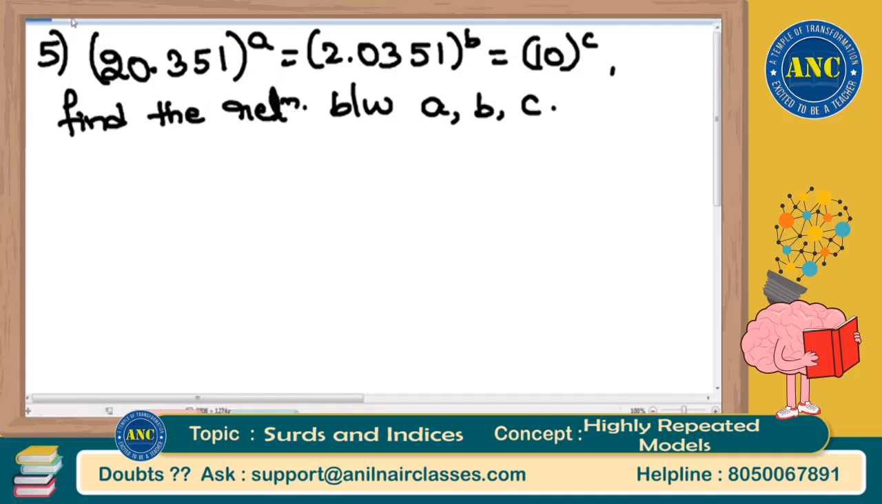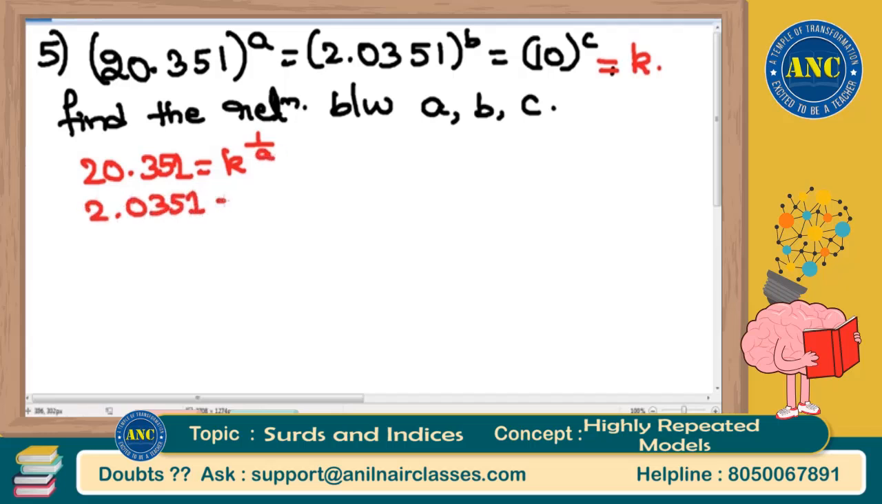I believe the idea is clear. If 20.351 to the power of a, 2.0351 to the power of b and 10 power c are all equal, find the relationship between a, b and c. Same logic. Equate this entire thing to a constant called k. So 20.351 will be equal to k power 1 by a, 2.0351 will be equal to k power 1 by b, 10 will be equal to k power 1 by c.